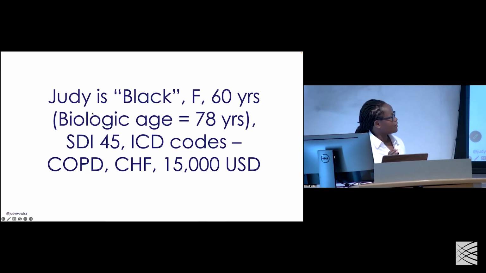So essentially what I'm saying is, Judy is Black, female, 60 years, biologic age maybe 78 years. I live in a poor area with a high social deprivation index. And these are my ICD codes. I have congestive heart failure, COPD. And my health expenses in the next 1 year or 3 years is 15,000 USD, just from chest X-ray. But we cannot understand why these models are able to tell these signals, but we see performance. We don't know why this matters.